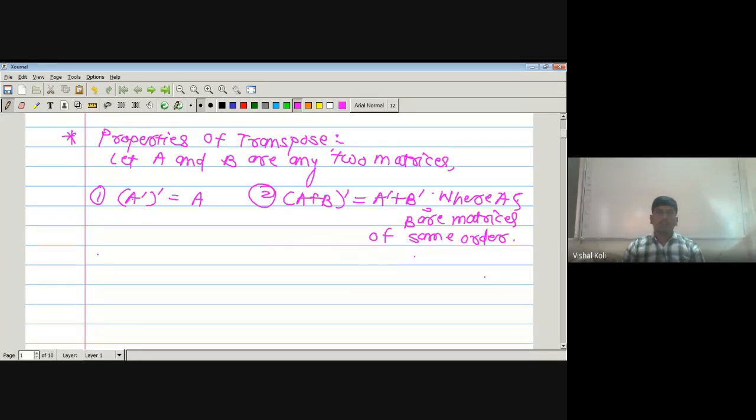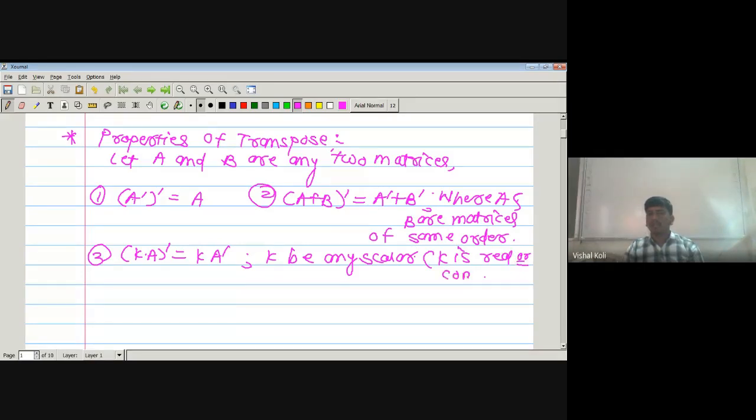Now the third property will be (K A) transpose is nothing but K times A transpose, where K is any scalar, that is either a real number or a complex number. K is either real or complex.